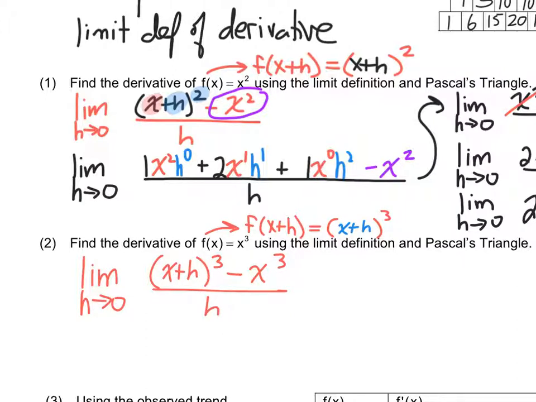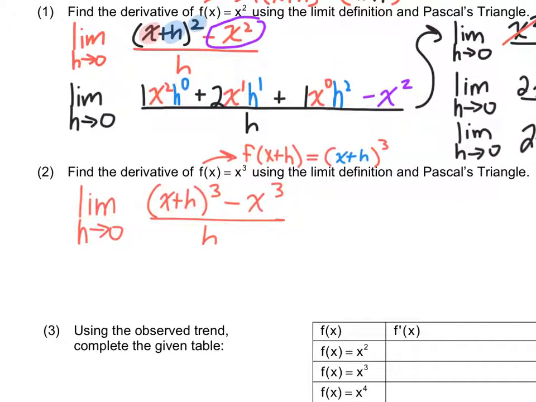Now we use Pascal's triangle to expand that because we don't generally want to take our answer from x plus h squared and FOIL that against x plus h. It's time consuming and there's not really much of a payoff. The payoff comes from using Pascal's triangle. So coefficients 1, 3, 3, 1. That's the next row down.